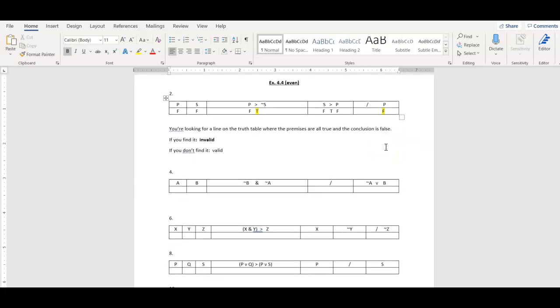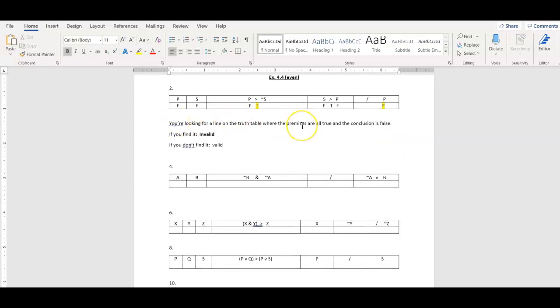So that's what you're looking for in the case of valid, invalid. You're looking for a line where the premises would all come out true. So this is number 4 now. We want a line where the premises would be true and the conclusion would be false.